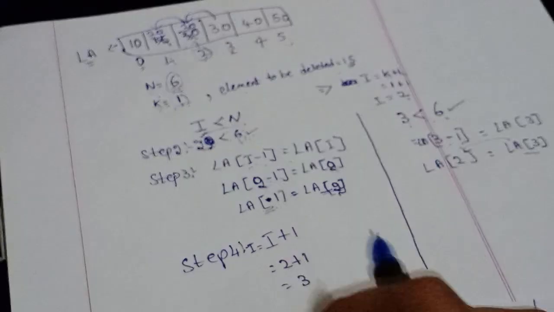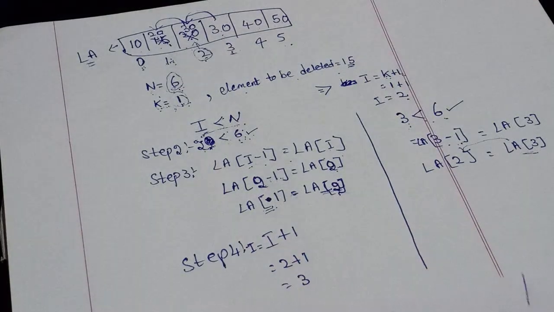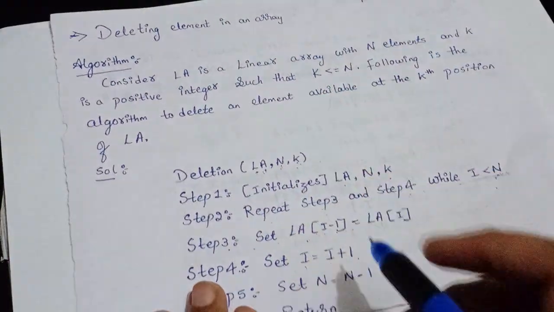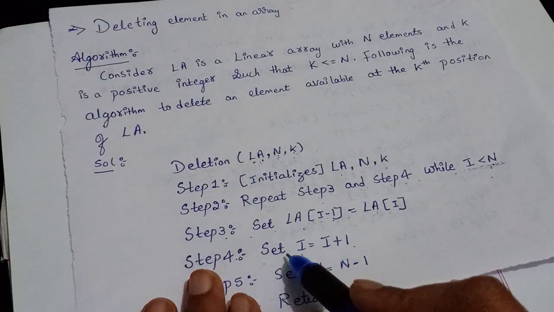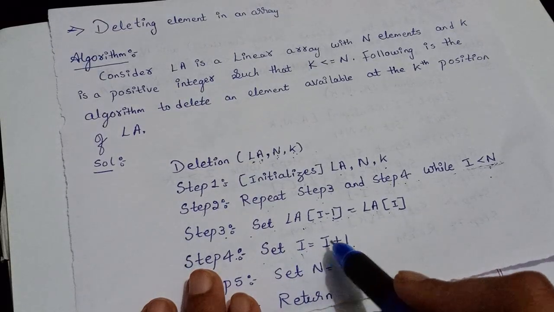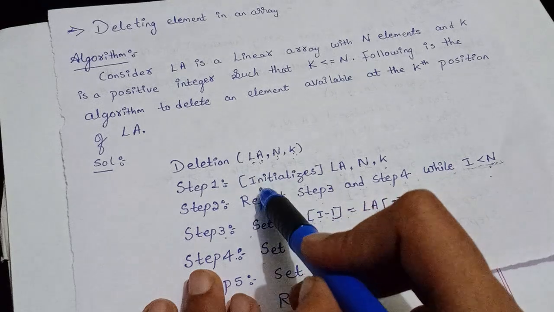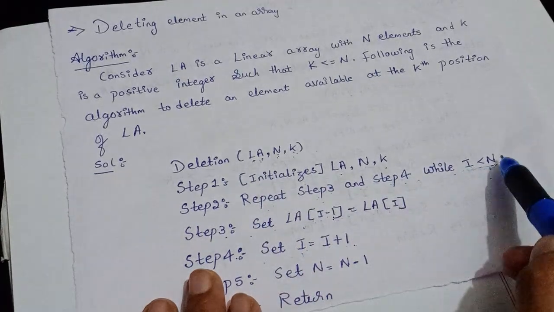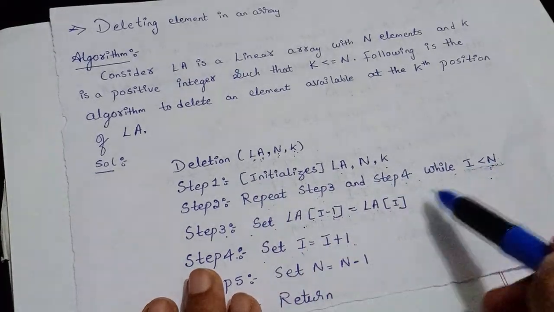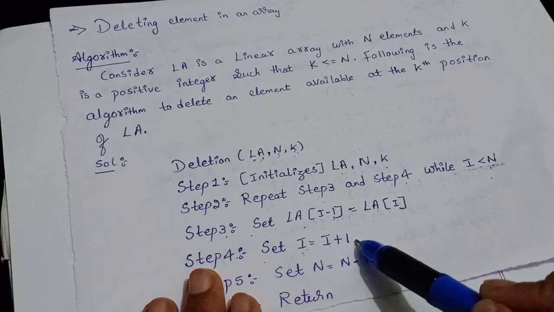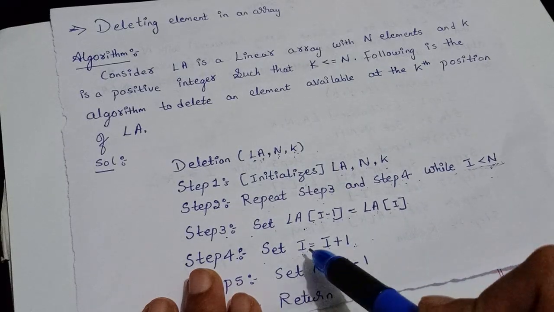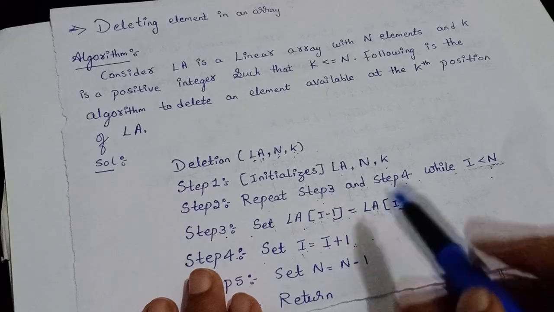So this is done. Then they said if step 3 is done, then you need to follow step 4, that is I is equal to I plus 1. They said to repeat step 3 and step 4 if this condition is satisfied. So this is satisfied, we are done with step 3. Then we need to move to step 4, that is I is equal to I plus 1.